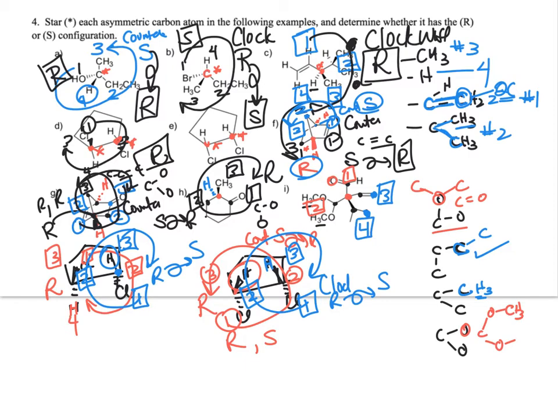So in this case, your lowest priority is not a hydrogen. So go ahead and just ignore the 4 and connect 1, 2, 3. That is counterclockwise, so that's going to be S. But you see that your lowest priority is coming at you with that wedge, so then we have to switch S to R. So this compound, the configuration is actually R.